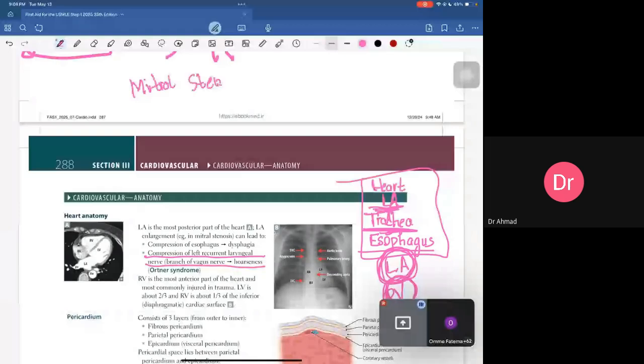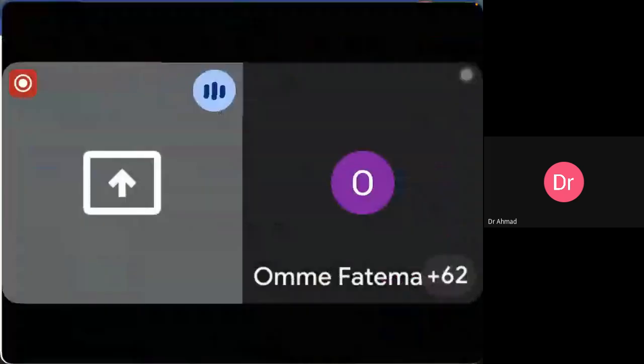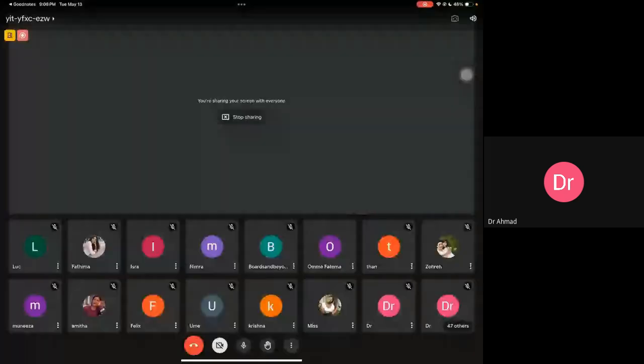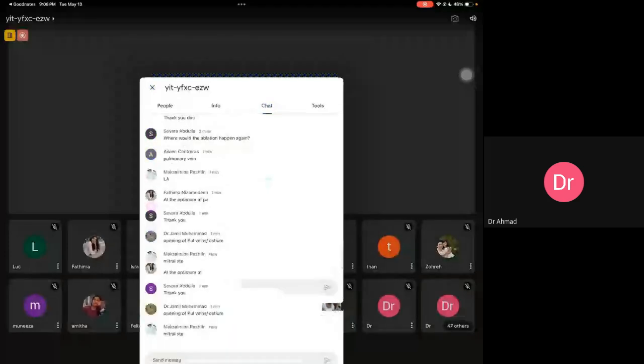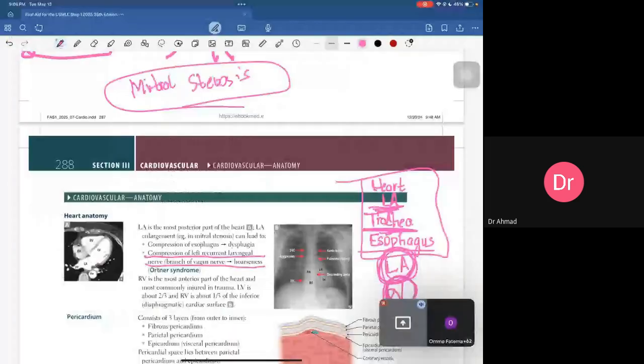Now, this is the point where the USMLE wants to confuse you. This is the point that the USMLE wants you to know, right? So, what is the most common cause of mitral stenosis, and which are the most common places where this occurs, right? So, they would give you a question.